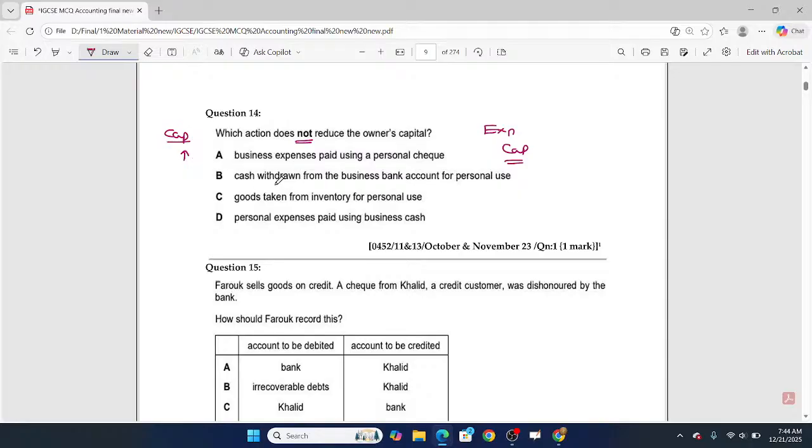In this case, cash withdrawn from the business bank account for personal use. Drawings reduces the capital balance. Is that okay? And goods taken from inventory for personal use also be a drawing, so it also reduces. Personal expenses paid by business cash, personal expenses also be drawings. The last three are being the drawings, so all the drawings will reduce the owner's capital. But here, which action does not reduce? Then A is the correct one. Is that okay?